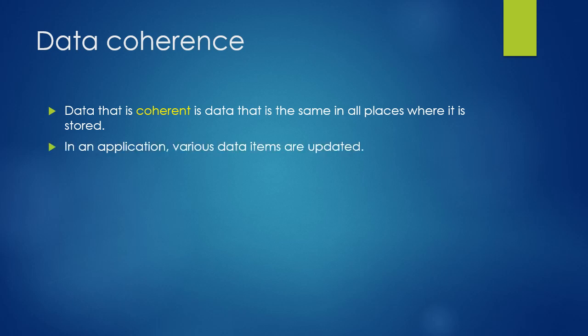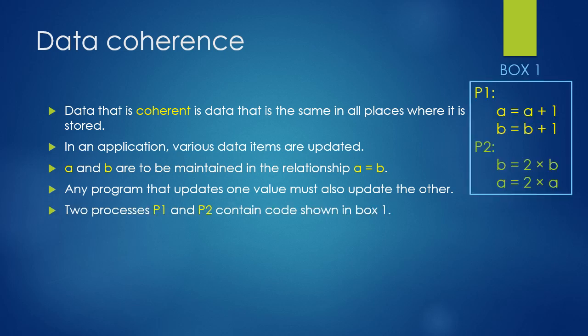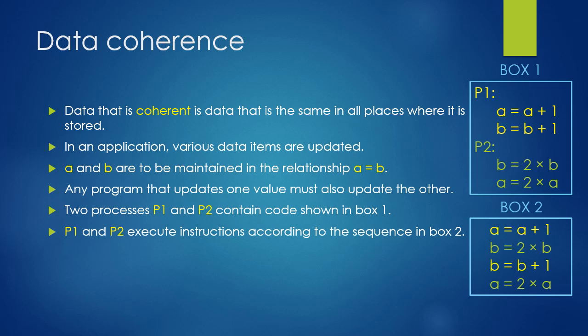Consider an application in which various data items may be updated. Suppose two items of data, A and B, are to be maintained in the relationship that A is equal to B. That is, any program that updates one value must also update the other to maintain this relationship. Two processes P1 and P2 contain code shown in box number 1. If the state is initially consistent, each process executing separately will leave the shared data in a consistent state.